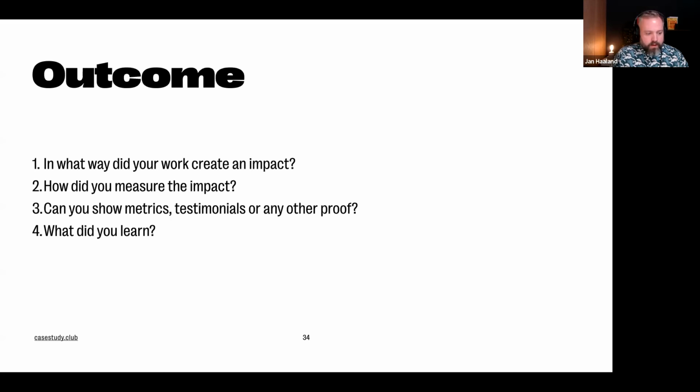And also the outcome: in what way did your work create an impact? How did you measure that impact? And can you show metrics, testimonials, or any other proof of your outcome? And also your learnings or takeaways from that project. That could also function as outcomes, at least personal outcomes for you.